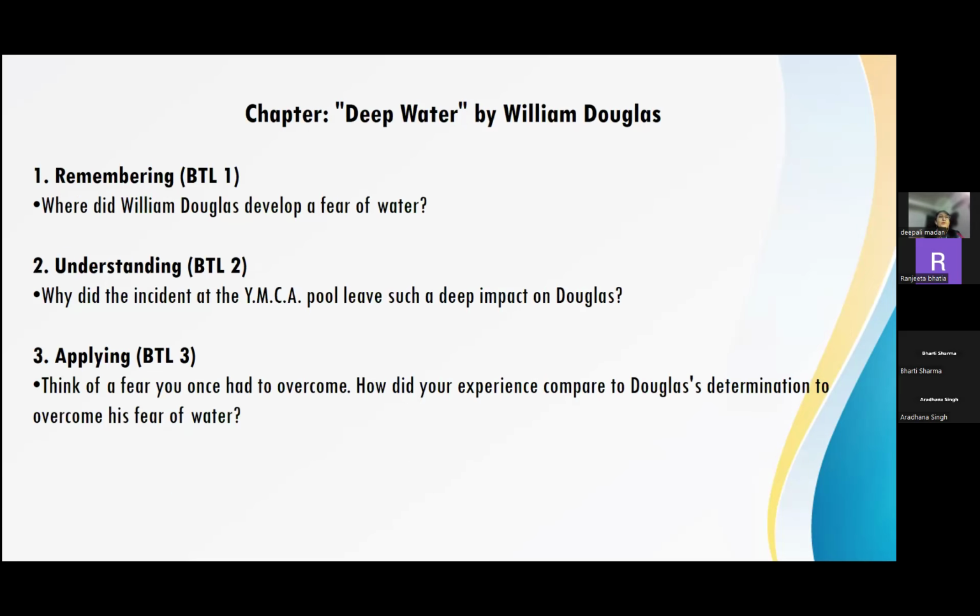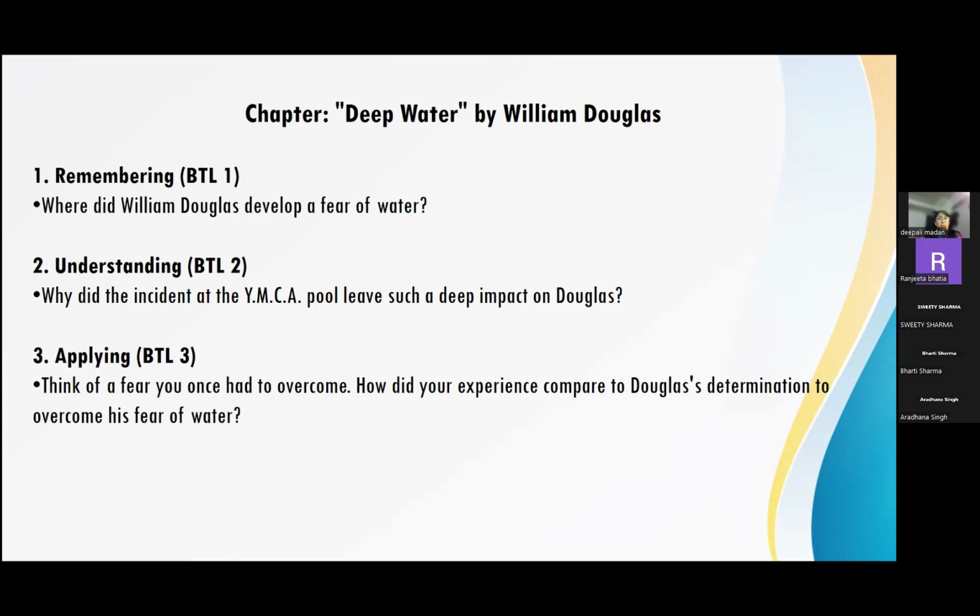So I have tried to take another chapter and create the same kinds of questions. So when you are including these questions in your assessment, we have to make sure that all types of questions are included depending on what is the weightage of that question. Remembering and understanding questions will generally have low weightage, and the other questions will generally be long questions with a higher weightage. So remembering, it says, where did William Douglas develop a fear of water?